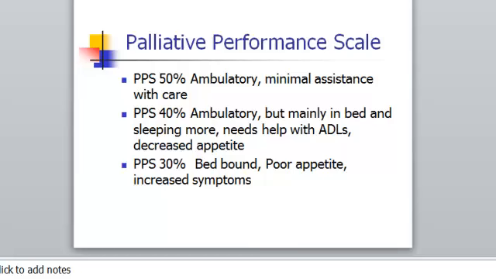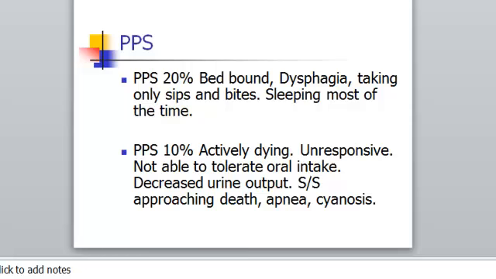Then when someone's a PPS of 20, then they're bedbound, and we call it preactively dying as a term that's used. They're only tolerating sips of fluid. That's when you might use a syringe to put a few drops of fluid in their mouth, or they might be able to swallow a few bites of pudding or soup, or take sips.